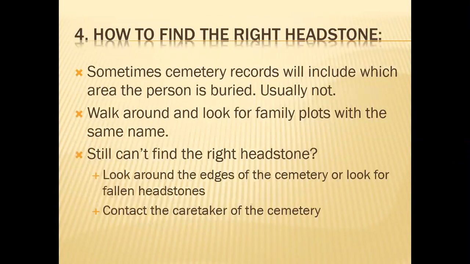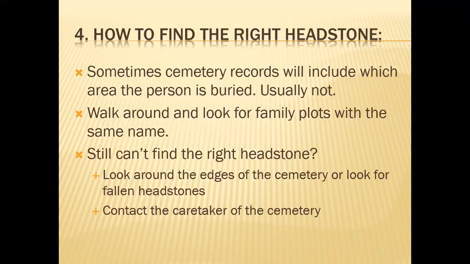Now, you've got the right cemetery. How do you find the right headstone? Well, sometimes if you're really lucky, the cemetery records will indicate which area the person is buried in, lot A, lot B, but usually not. Usually, you're going to spend a lot of time walking around. You're going to look for family plots with the same name. Think about looking at all sides of a monument or headstone. Sometimes one part of the family name is on one side and another part of the family has their name on the other side. So you're going to spend a lot of time walking around.